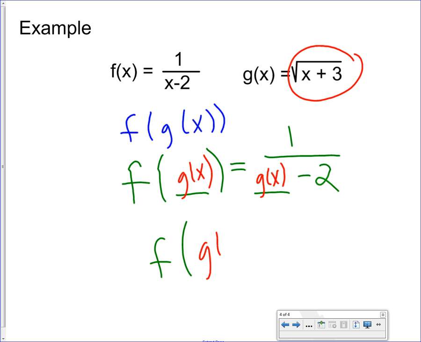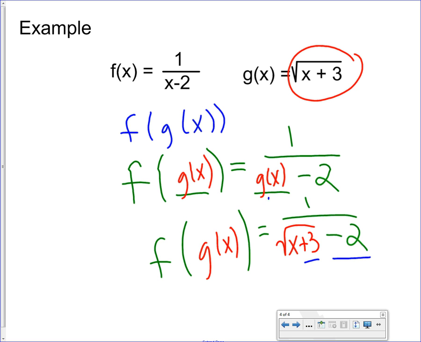So we have f of g of x equals 1 over, and g of x, we're going to replace that with the square root of x plus 3, and then minus 2. So this is the composite function, f of g of x. We would simplify it if at all possible, but there's nothing to simplify here because you can't subtract something that is outside of a radical with something that's inside. So there's nothing to do. So that is the composite function, f of g of x.